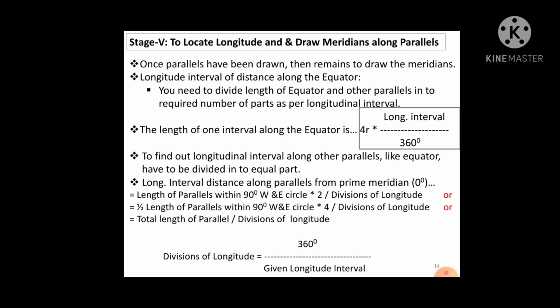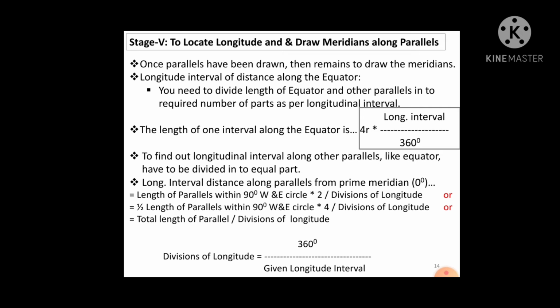If you take a length of parallel within the 90-degree east and west and multiply by 2, divided by the division of longitude, this is one, or half length of the parallel. This means within the circle, whatever the length of the equator or the other parallel, if you take half of it, one side, and multiply by 4, the meaning is the same. In the first case we are multiplying by 2, in the second case by 4, divided by the division of longitude. And the third option is the total length of the parallel or equator divided by the division of longitude.